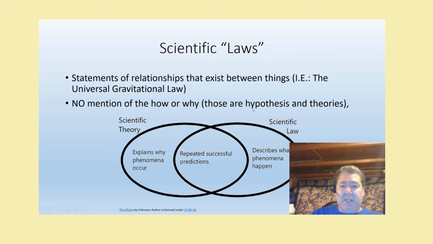And here's how they work together. The scientific law describes what phenomena happen, and then the scientific theory explains why the phenomena occur. Hopefully, if your theory is on the right track, you'll get repeated successful predictions as the outcome of these theories. And this is the area where we have scientific models.